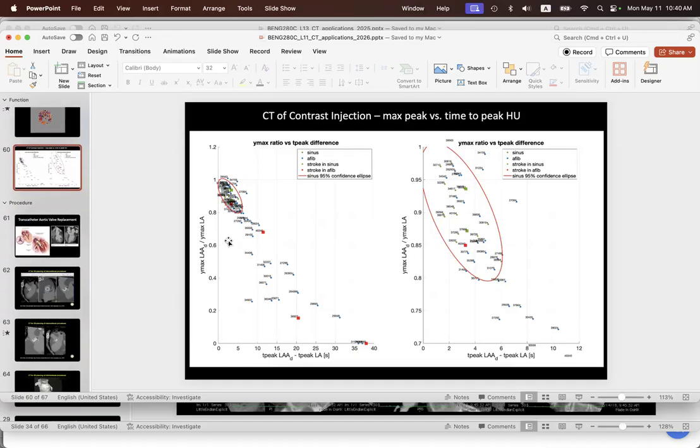Okay, it's 10:40, so we'll leave it there. Those are a bunch of applications for cardiac CT, and a couple in great detail. And I hope you enjoyed those.